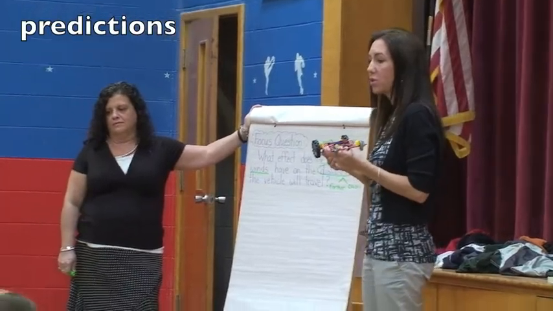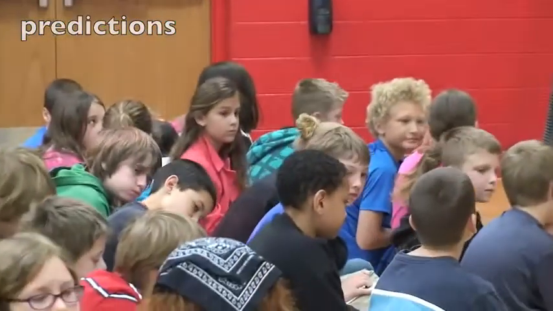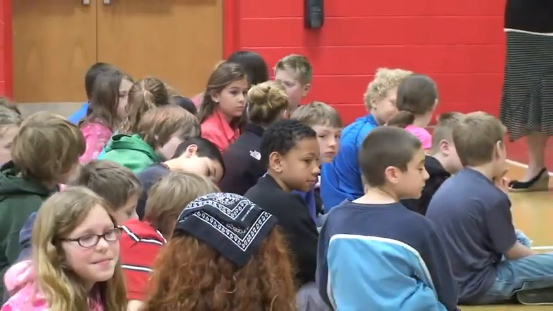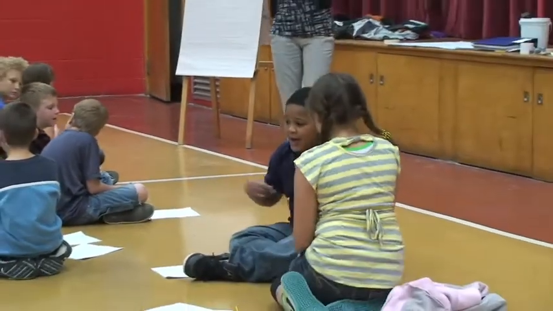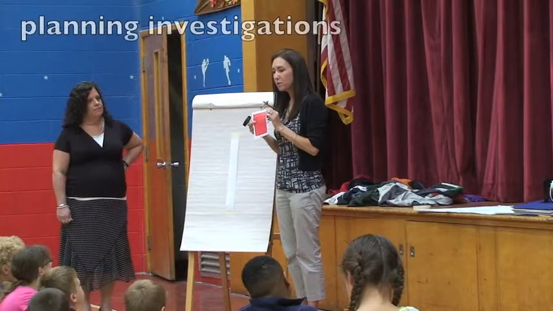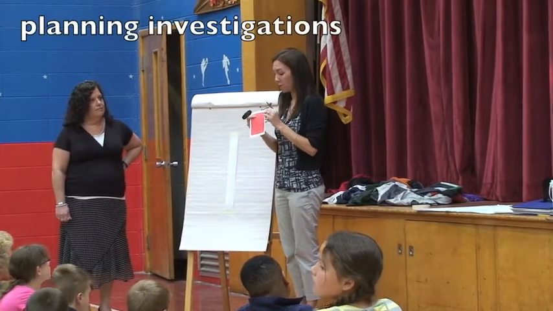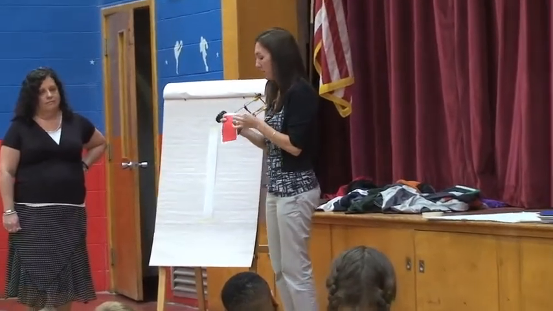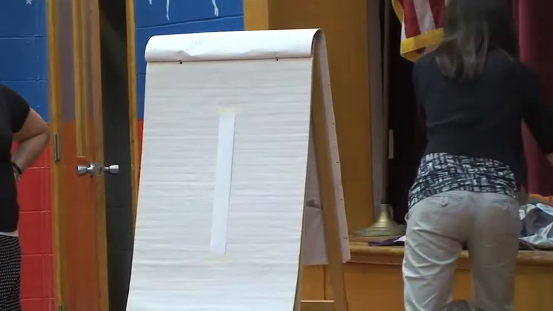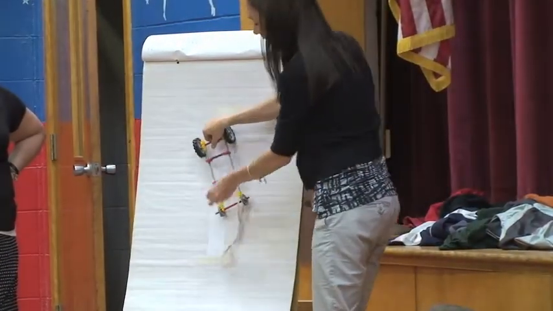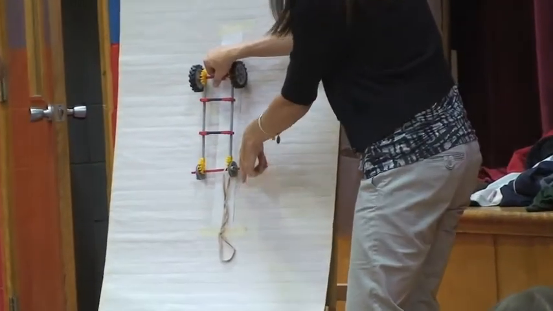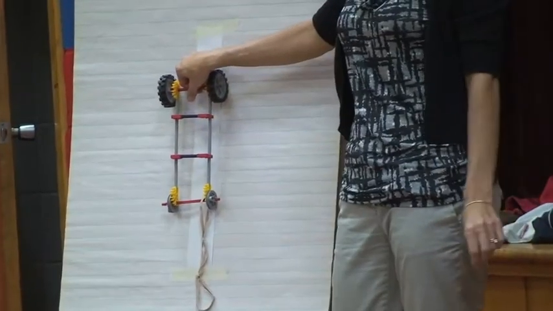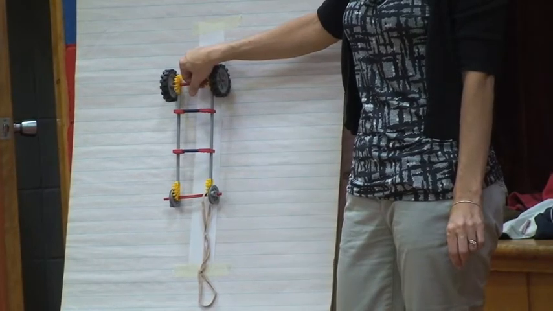Turn and tell your shoulder partner what your prediction is using I think, I predict. We use the red dots for 2 winds. So when your vehicle stops, you're going to be putting one of these dots. Where do you want to put it? Do you want to put it at the front wheel? Do you want to put it at the back wheel? What do you think? Dylan?